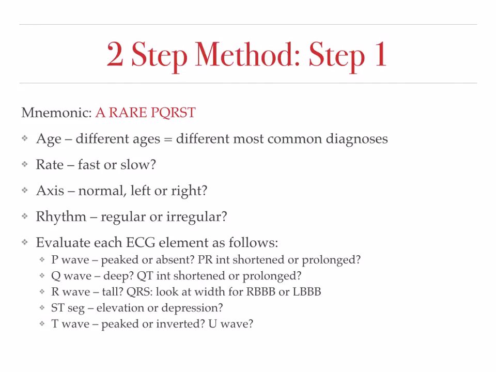Here, the A stands for age, as different ages can have different most common diagnoses. The R stands for rate, as in is it fast or slow. Then A is for axis: are we looking at a normal axis, or is there left or right axis deviation? The R is going to be for rhythm, as in regular or irregular. And then E is going to be evaluate each EKG element as follows.